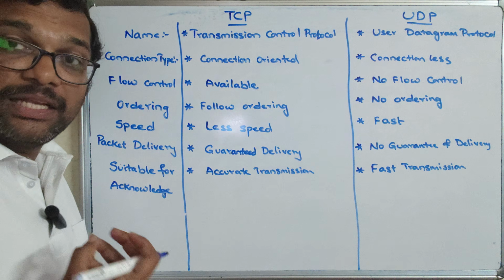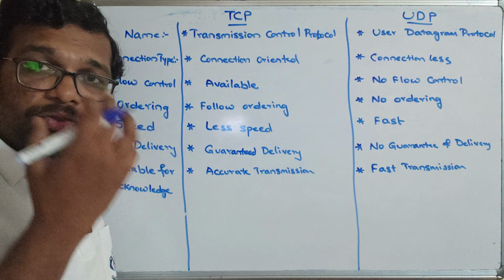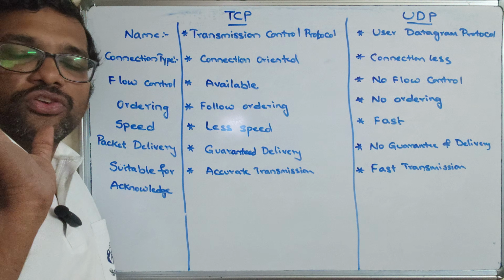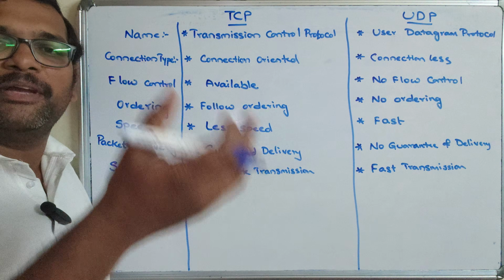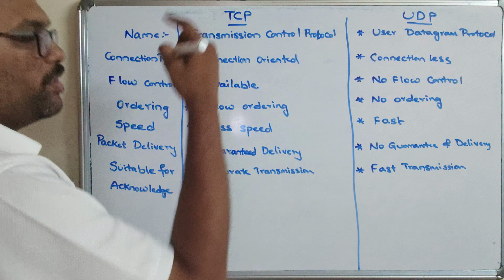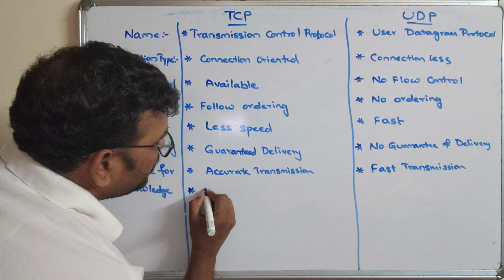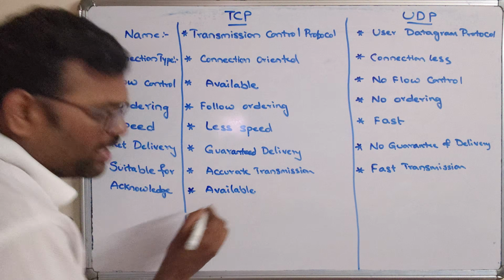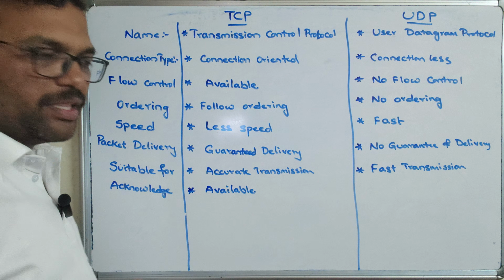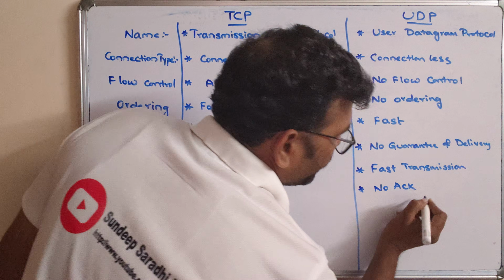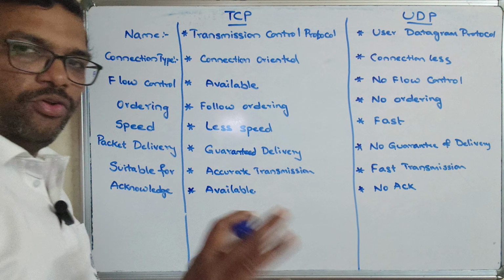Acknowledgement, that means if the sender sends a packet to the receiver, the receiver has to acknowledge the sender, saying that I have received this packet and I am expecting the second packet. Here it is connection oriented, so acknowledgements are available, and the receiver will be sending the acknowledgements. Here no acknowledgements, no guarantee.